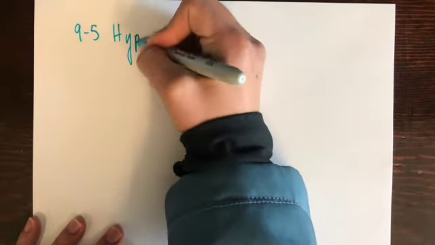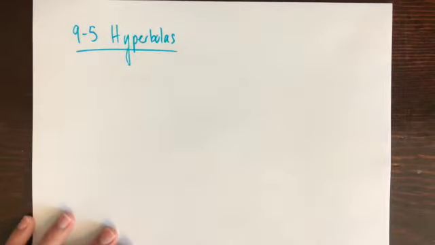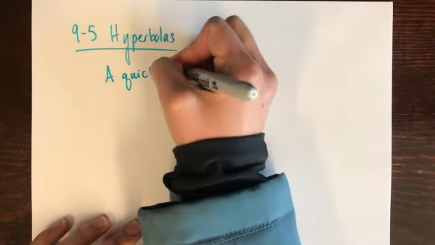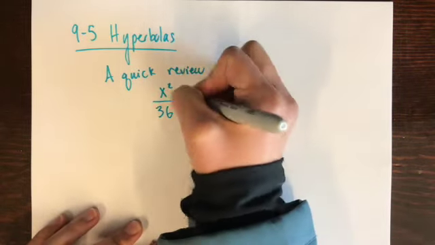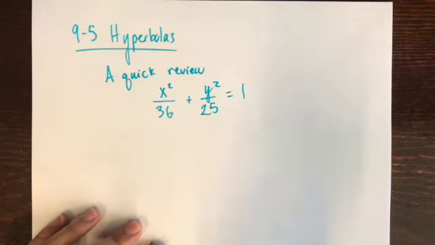Another new shape. This is 9-5. We're learning about hyperbolas, which are a lot like parabolas, but then there are two of them and they're mirrored. Anyway, let's do a quick review of an ellipse.